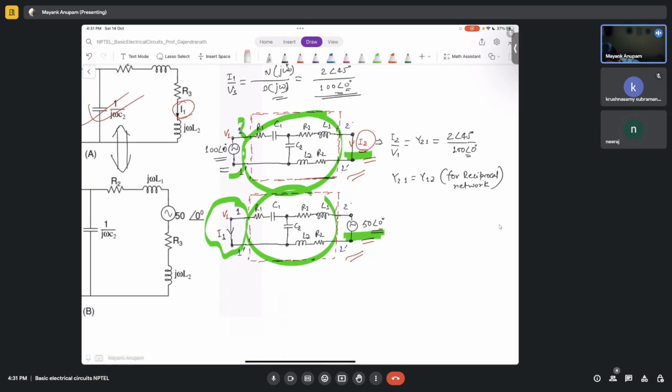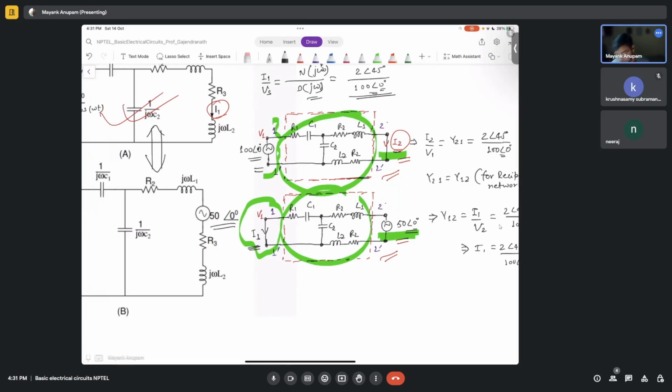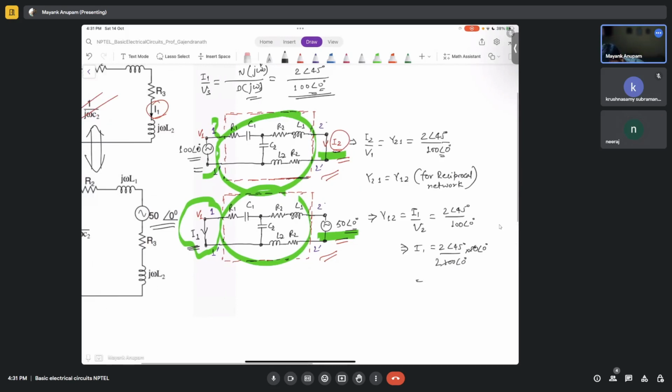So in this case, what is Y12? Y12 is equal to I1 by V2, which is equal to how much? I1 we want to calculate, and V2 we know, right? So this has to be equal to 2 angle 45 degree divided by 100 angle 0 degree. And what is I1 in that case? 2 angle 45 divided by 100 angle 0 degree multiplied by 50 angle 0 degree. So now this is equal to 1 angle 45 degree.